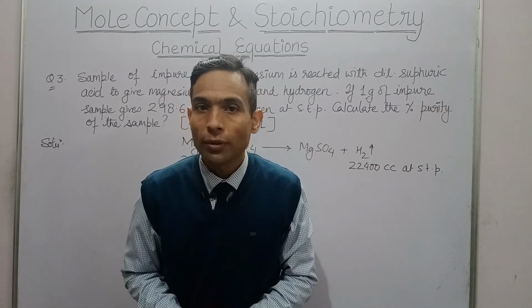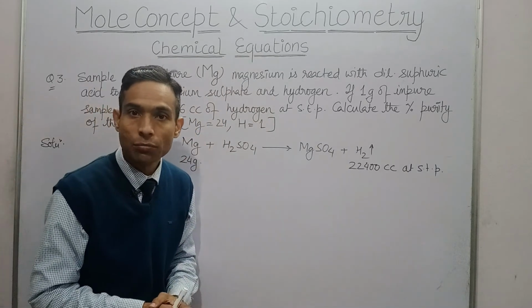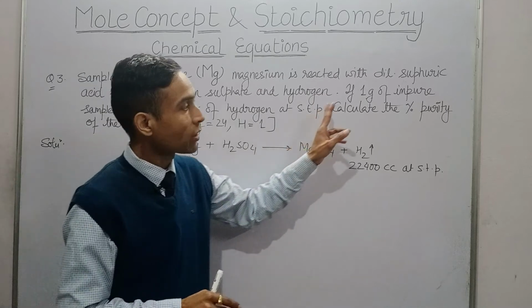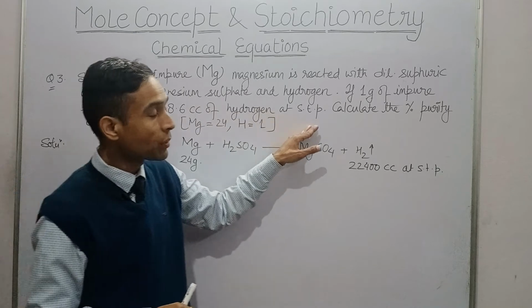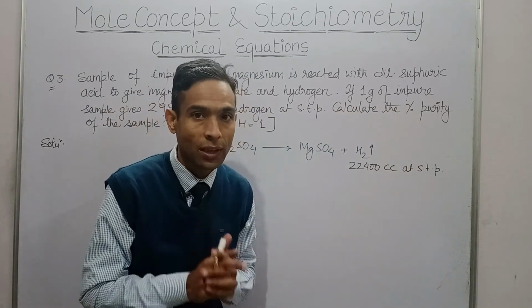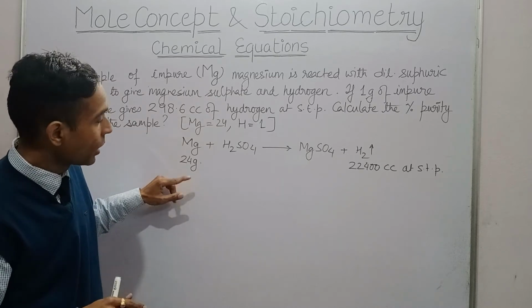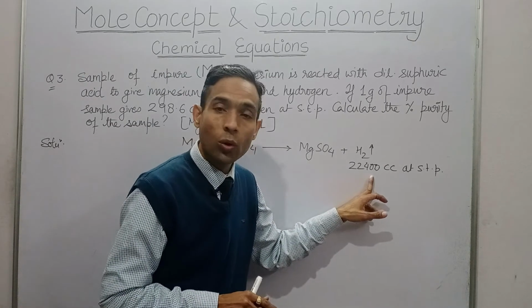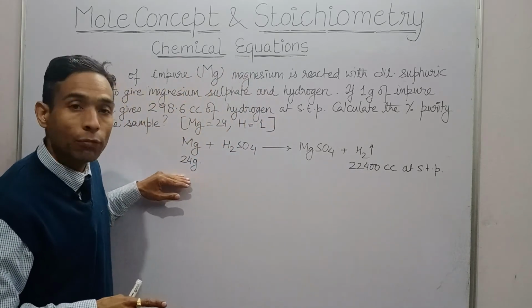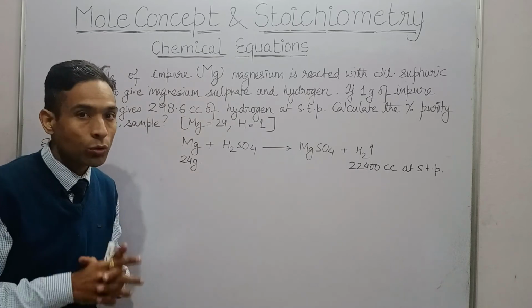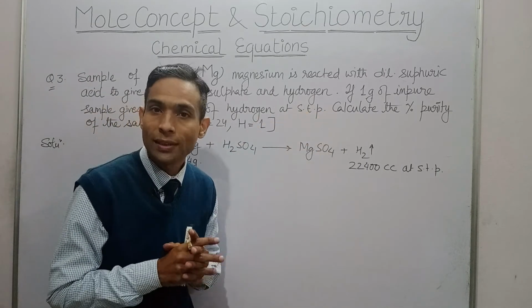In our last numerical, we have an impure sample of magnesium that reacts with dilute sulfuric acid to give magnesium sulfate and hydrogen. According to the question, if 1 gram of impure sample gives 298.6 cc of hydrogen at STP, calculate the percentage purity of the sample. So we have here the atomic weights and the balanced chemical reaction given here. According to this reaction, 22,400 cc of hydrogen is evolved at STP by 24 gram of magnesium. Now we will use the unitary method to find out the pure magnesium in 1 gram of impure sample.